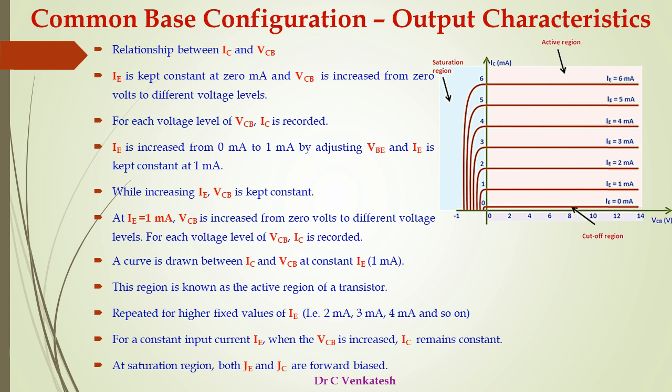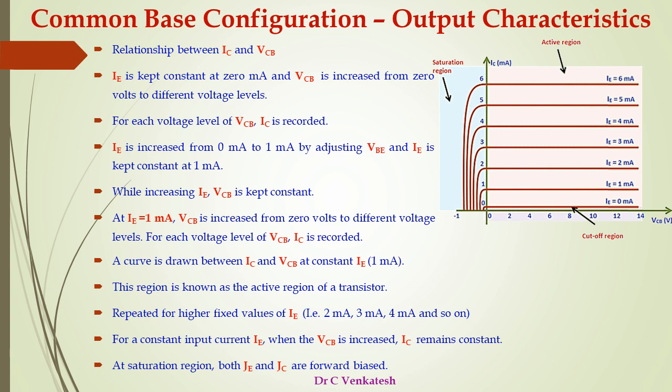When the emitter current or input current IE is equal to 0 milliamperes, the transistor operates in the cutoff region. Next, the input current IE is increased from 0 milliamperes to 1 milliampere by adjusting the input voltage VBE, and the input current IE is kept at 1 milliampere constant. While increasing the input current IE, the output voltage VCB is kept constant.